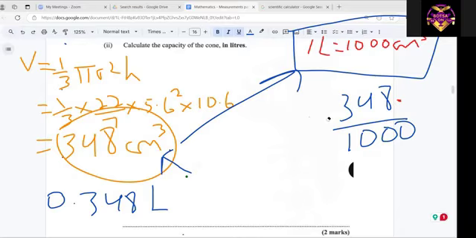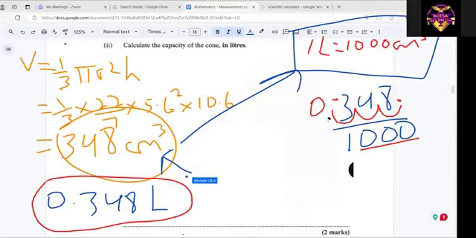Once you can identify where the decimal point is, you can shift it 3 places. Why 3 places? Because 1,000 ends in 3 zeros. Once you shift that point 3 places to the left, you are dividing the number, because when you're dividing, the number needs to get smaller. So the decimal point will end up here, and the answer will be 0.348 liters.